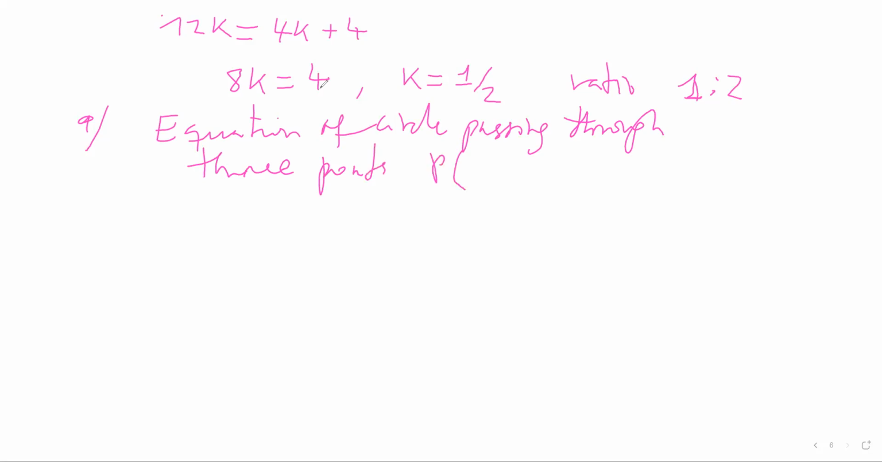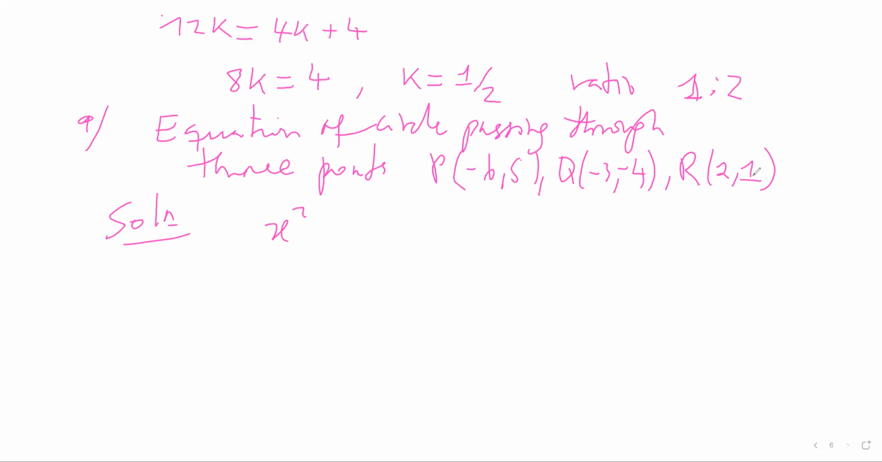P is (-6, 5), Q is (-3, -4), R is (2, 1). Solution is that you take each of these points, then you substitute it into the equation of the circle, x squared plus y squared plus 2gx plus 2fy plus c is equal to 0.